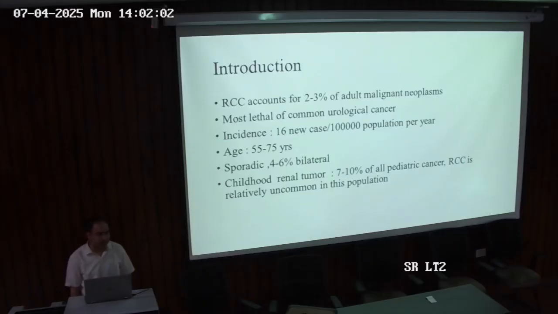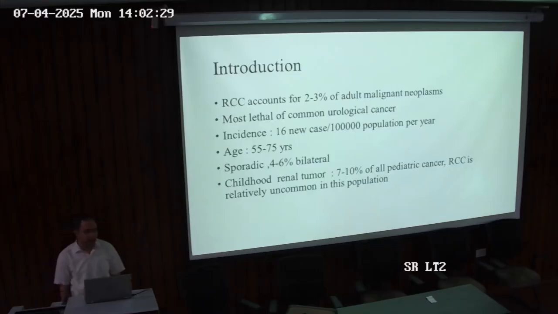But it can be seen at an earlier age. If the tumor presents at an earlier age, it will be more aggressive, usually sarcoma type, or it will be more familial, genetic. So there are two terms: sporadic, and the other is familial. Most of the tumors are sporadic and 4 to 6% are bilateral.